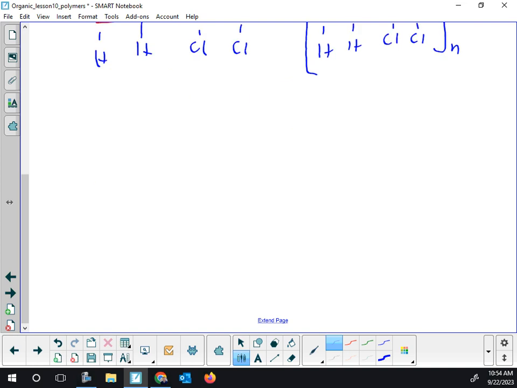Last, let's work our way back. So I'm going to give a repeating unit and ask what monomer was used to make this. So we'd be expecting two carbons that used to have a double bond there that was broken.